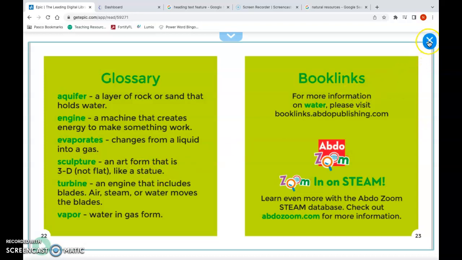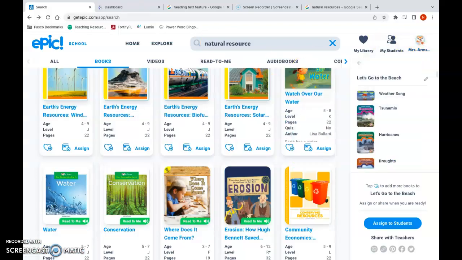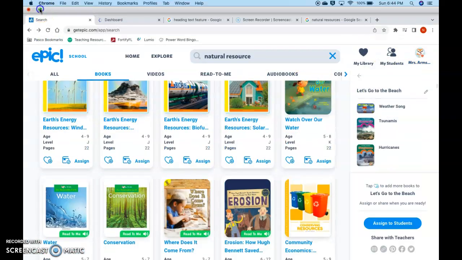Friends, I'm so proud of you for going through this book and finding our headings. Now you're going to go practice and show what you know. That practice of finding those headings. Good luck.